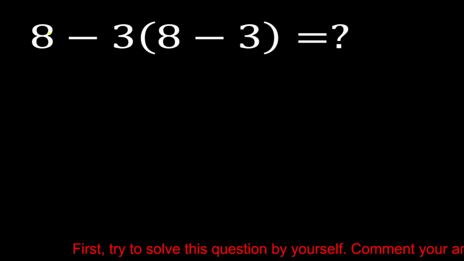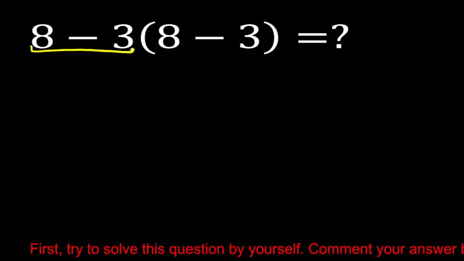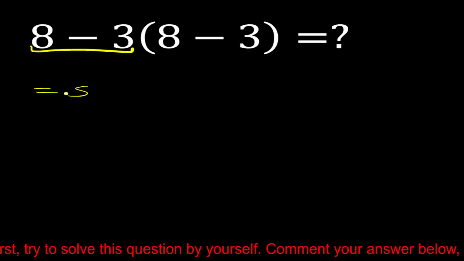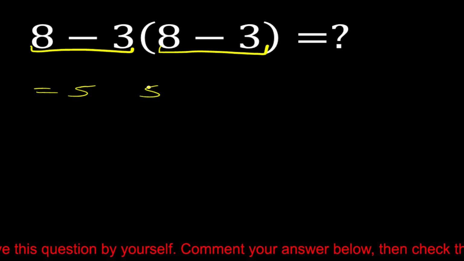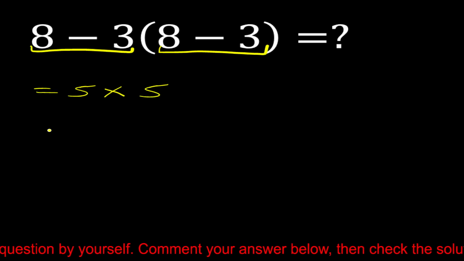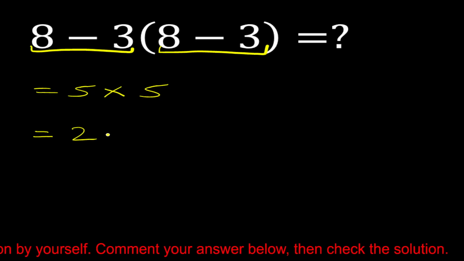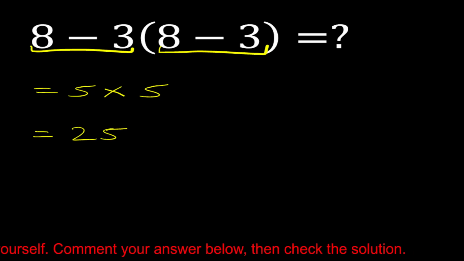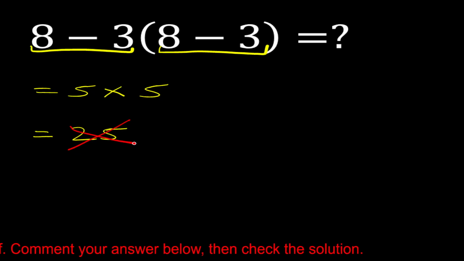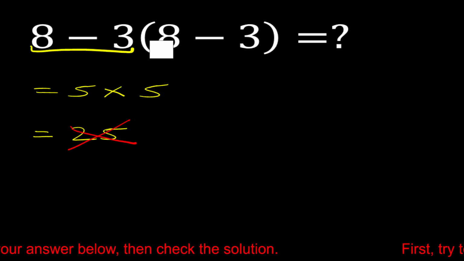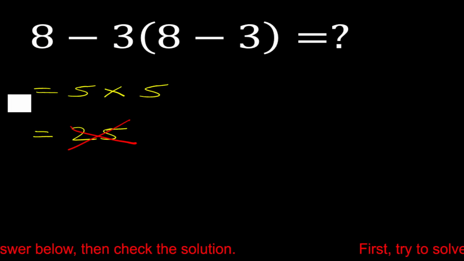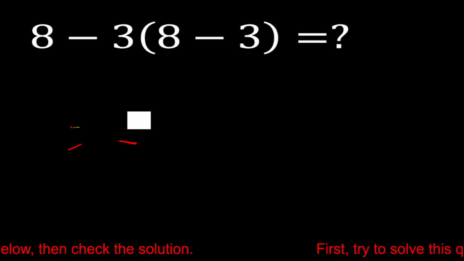So 8 minus 3 is equal to 5, and again 8 minus 3 is equal to also 5. Now 5 multiply 5 is equal to 25. Okay, but this answer is not correct. This answer is completely wrong. So now let's solve this problem correctly by using a PEMDAS rule.